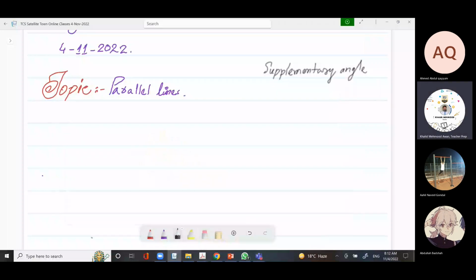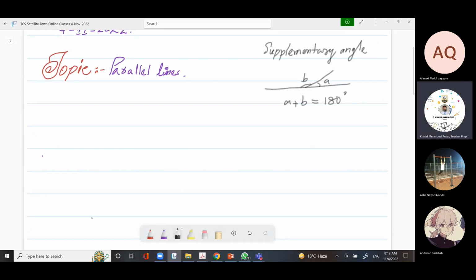Okay. Supplementary angle is about if there is a straight line and we have these angles. So we say that A and B are the angles, and their sum will be 180 degrees. That is one thing. Now the next one is about vertically opposite angle.